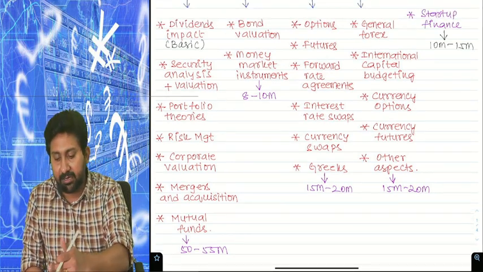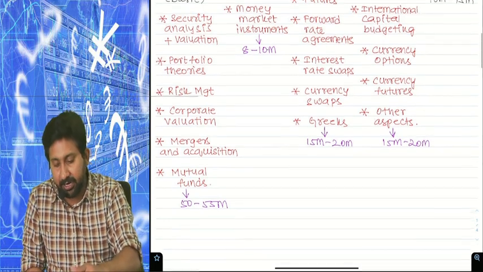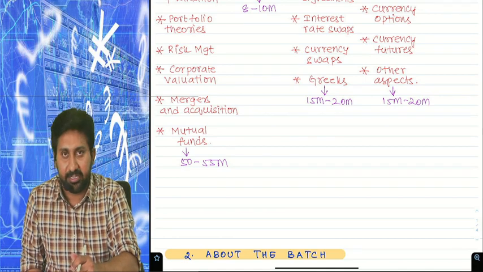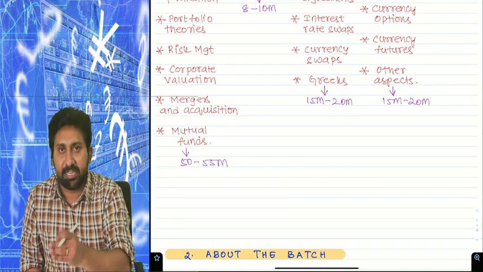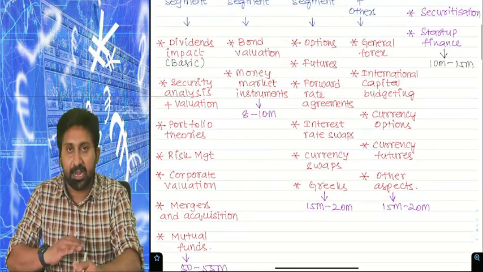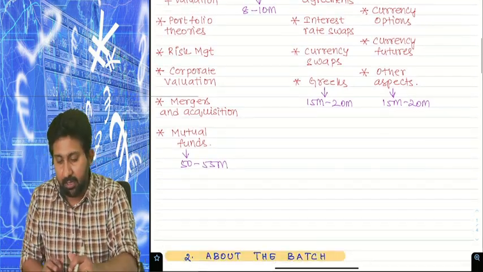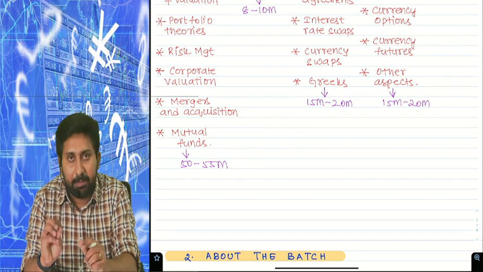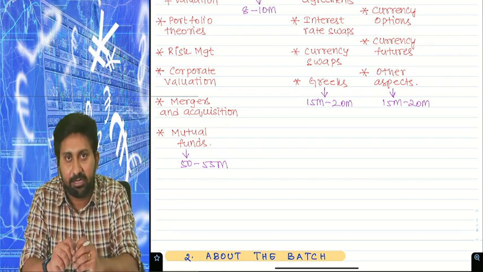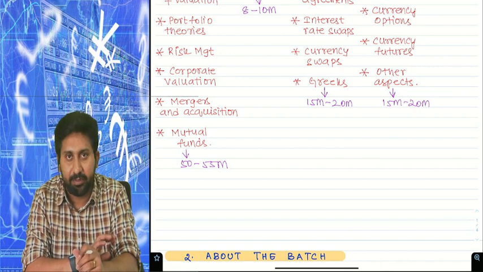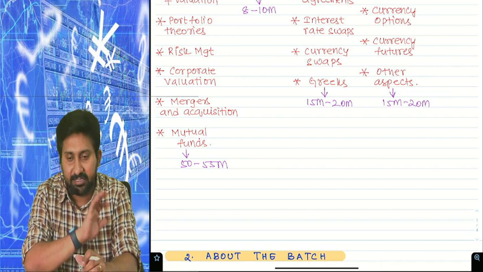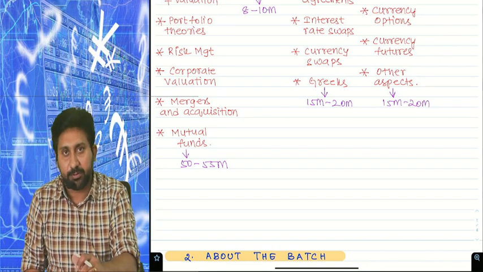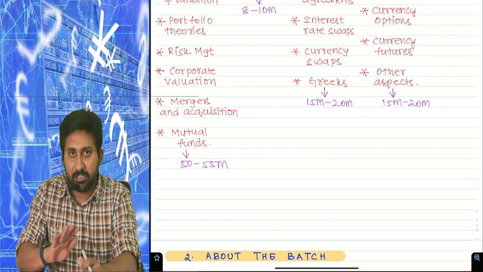Once the dividend impact and the security analysis and valuation is completed, we will come up with the next chapter called portfolio theories. Portfolio theories is the biggest chapter in the entire equity segment itself. So portfolio theories we will start. There we will be starting from the basic risk return profile calculation till the end of arbitrage pricing theory. So there will be totally 21 models of portfolio management theories. All the 21 concepts you will see.